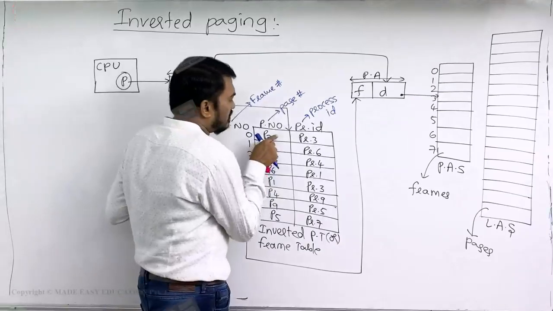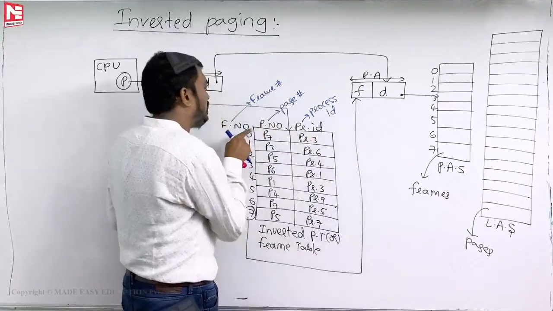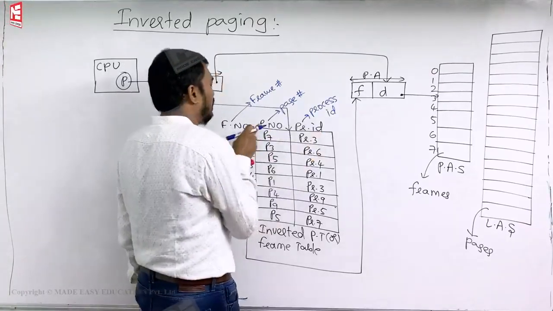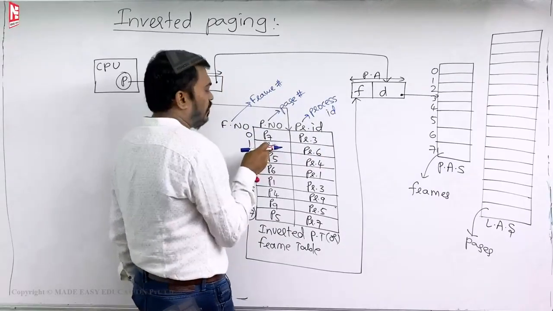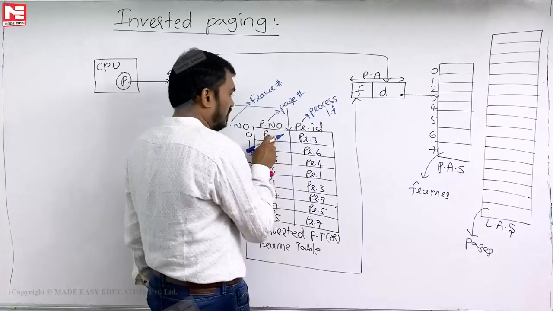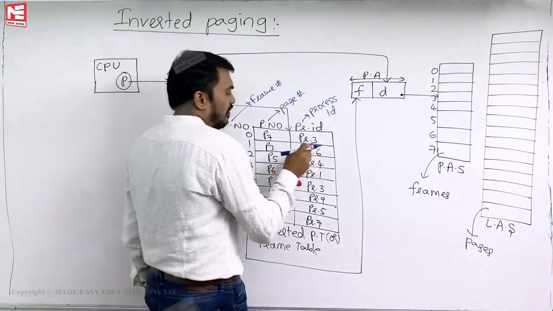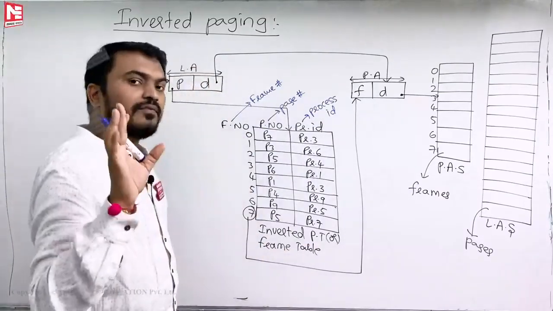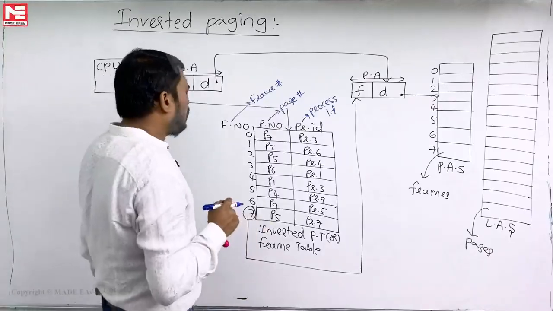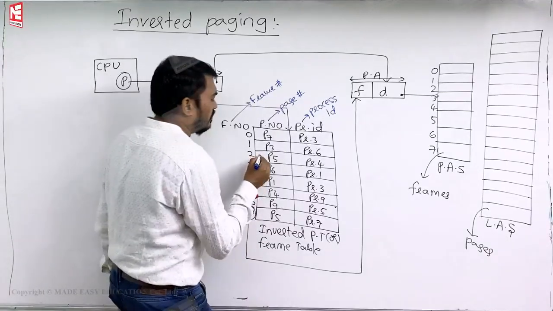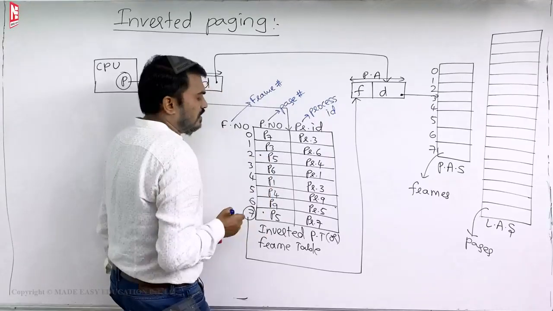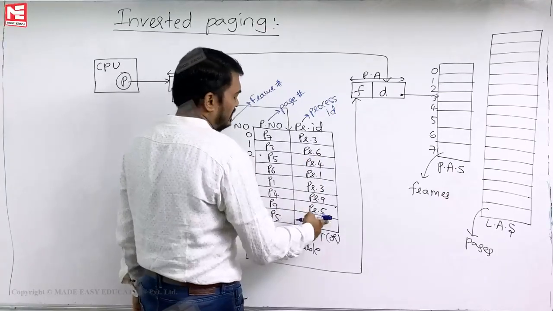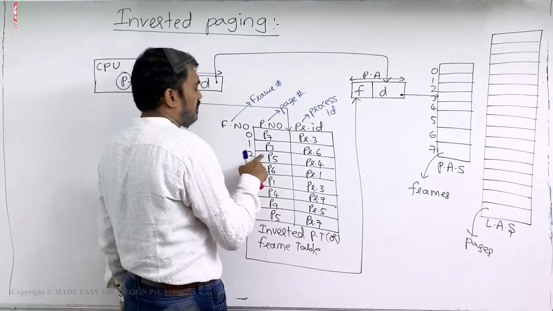So look at here, page number 7 of process 3 is available in the frame number 0. So that is the meaning of this. Page number 3 of process 6 is available in the frame number 1. Remember, we are maintaining only one page table for all the processes. Now don't get confused here. You have page number 5 here and page number 5 here. No confusion, because it is page number 5 of process 4 and page number 5 of process 7. Is that clear? So no need to worry about those things.